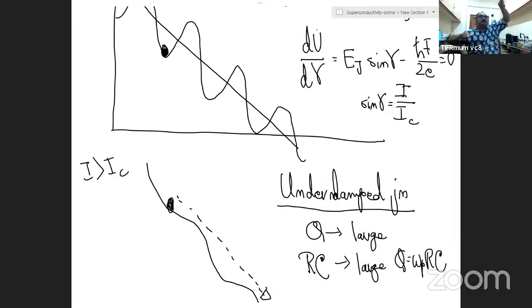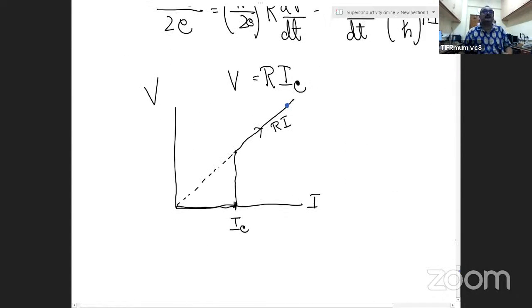But for that, you will have to tilt it back a lot more than you had originally tilted to make it move. So therefore, you will get a hysteresis. Depending on the damping, you will have a hysteresis. So for an underdamped Josephson junction, the defining characteristic is a hysteresis in the IV characteristics. All right.